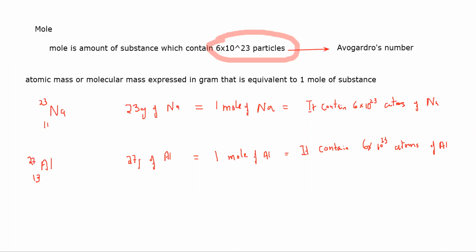And if you have water, water is H2O. So what is the total molecular mass of water? When you work out, mass of hydrogen is 1 and mass of oxygen is 16. So what is the total mass of water? Total mass will be 18. So if we have 18 grams of water, it means we have 1 mole of water.